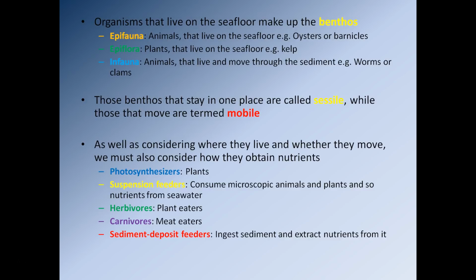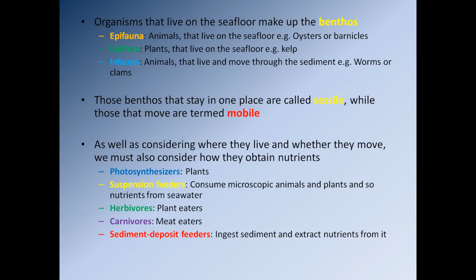So then there are suspension feeders. Suspension feeders consume microscopic animals and plants, and also some nutrients from seawater. What these organisms do is filter small microorganisms out of large volumes of water, and these microorganisms are then typically passed to some kind of mouth or gut where they will be digested. These organisms also have the capacity to take some nutrients from seawater directly in order to allow them to survive.